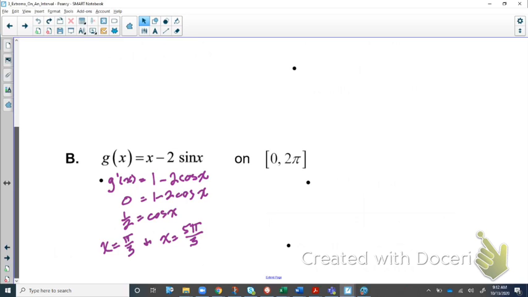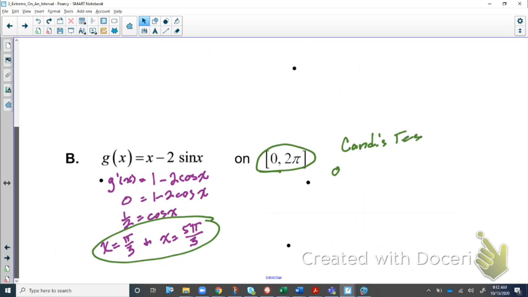Okay, so now what are the values that we're going to use for the candidates test? Well, I'm going to use the endpoints, and whatever solutions the derivative had. I'm going to take those numbers and put them in order from smallest to largest. So here I'm doing my candidates test: 0, pi over 3 is the next smallest number, then 5 pi over 3, and then finally 2 pi. Of course, these are your x numbers, and this is going to be for g of x.